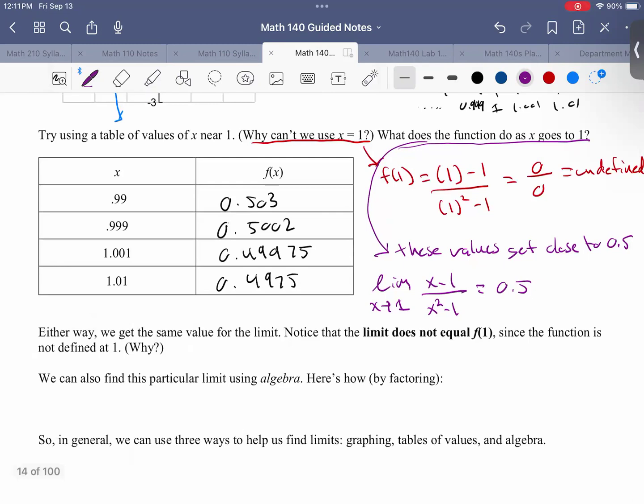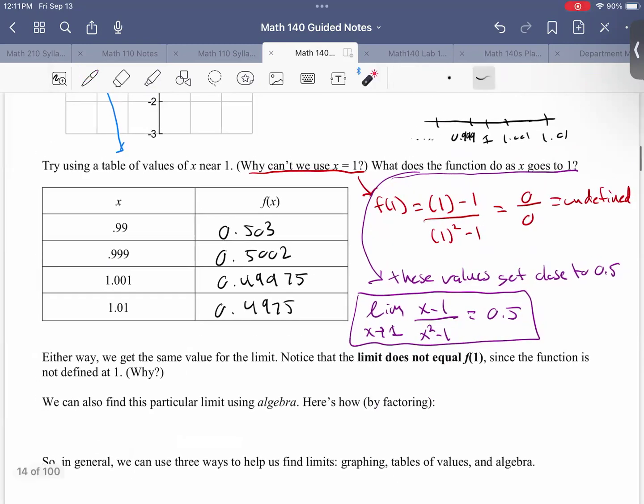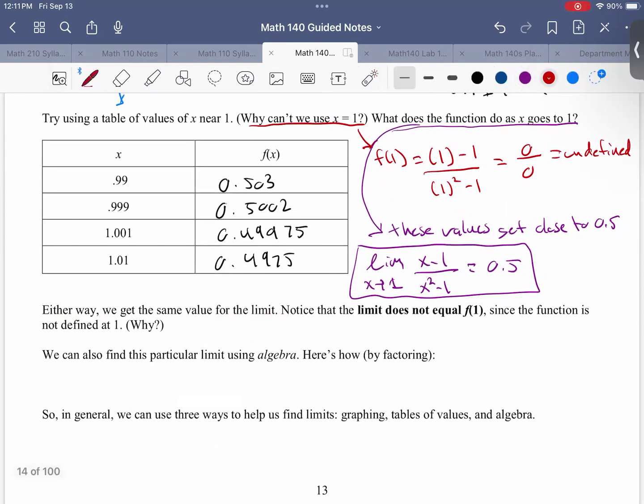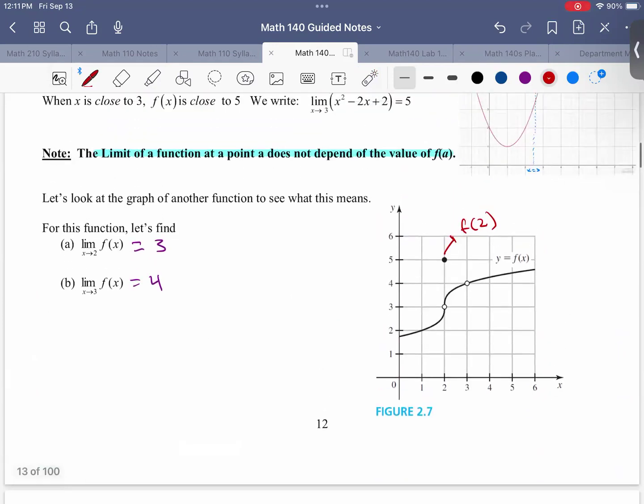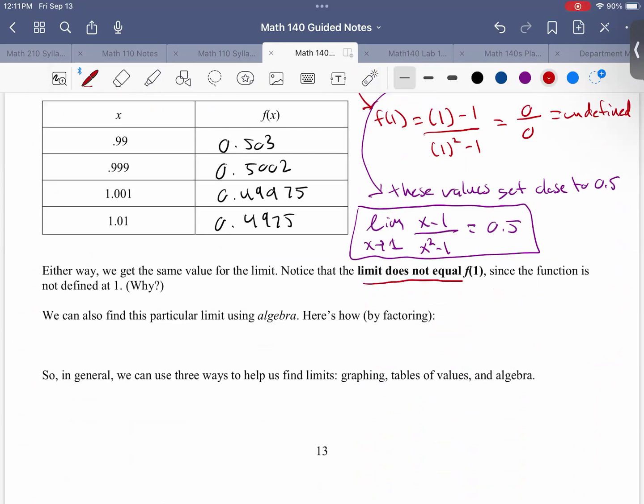So either way, with the table or a graph, we get the same limit for this function. But one thing to remember, backtracking to what we went over on the previous page in the highlight: the limit does not equal the value when we plug in that point, since it's not defined at 1, right? So those are two ways to figure it out. And there's one more way.